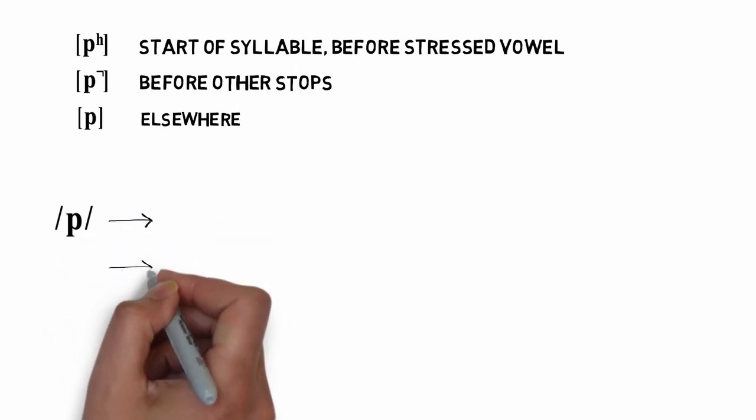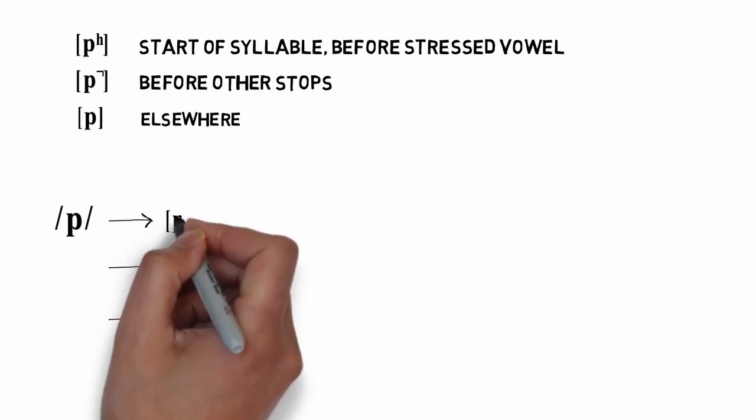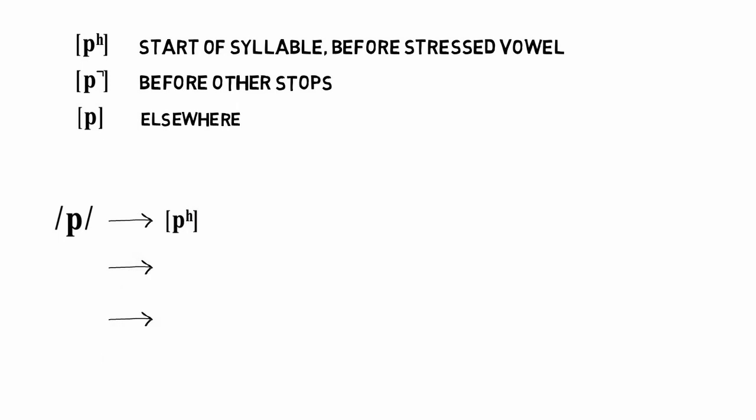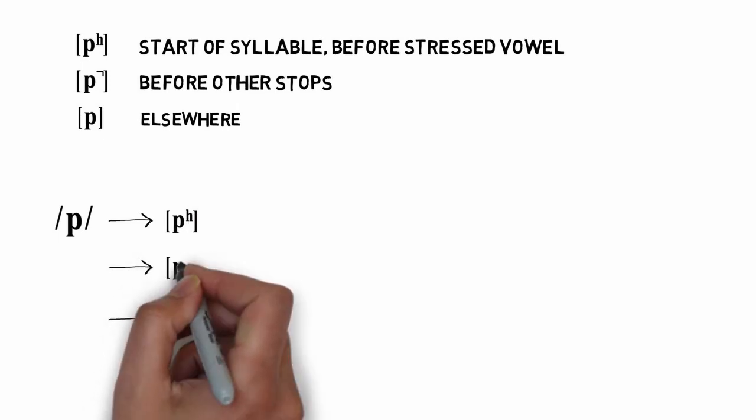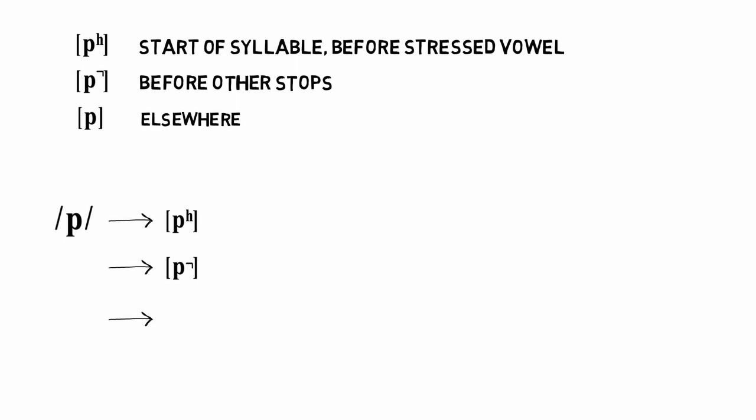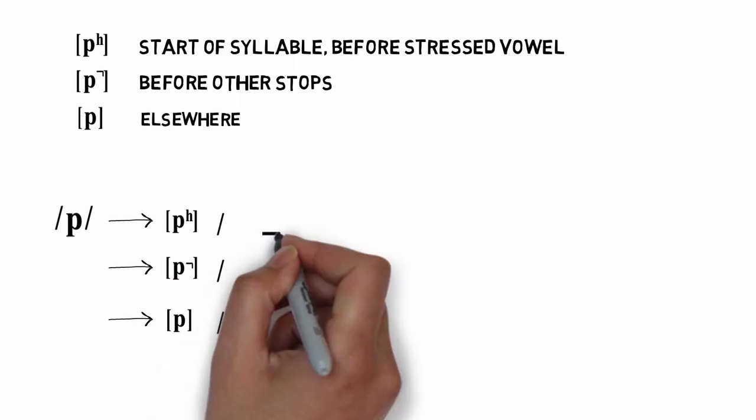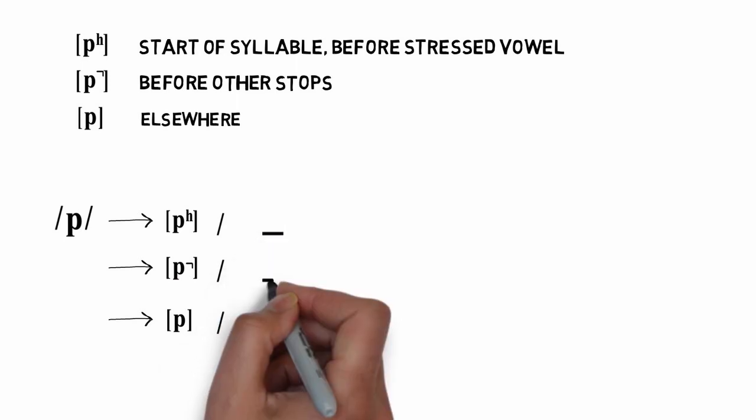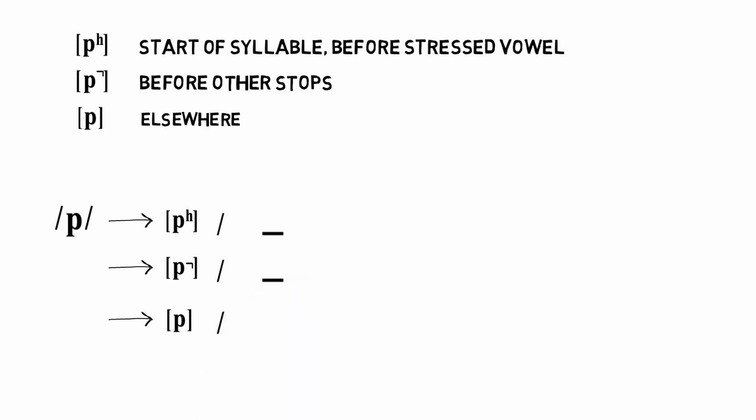Let's put the phones in. We've got P becomes aspirated P, unreleased P, and regular P. Now let's do the contexts. So to start, put the slashes after each of them to say where. Let's give ourselves some space, and then write the underscore to indicate the place where the phoneme becomes the phone.